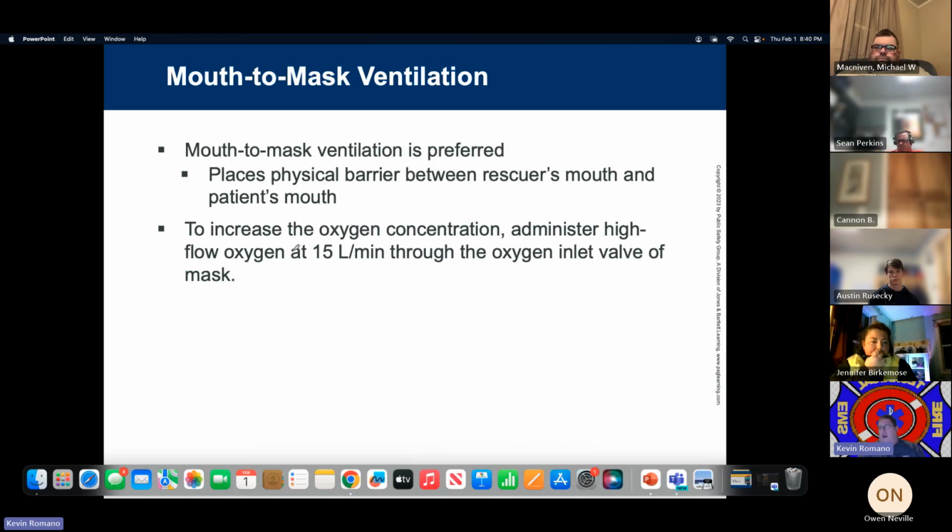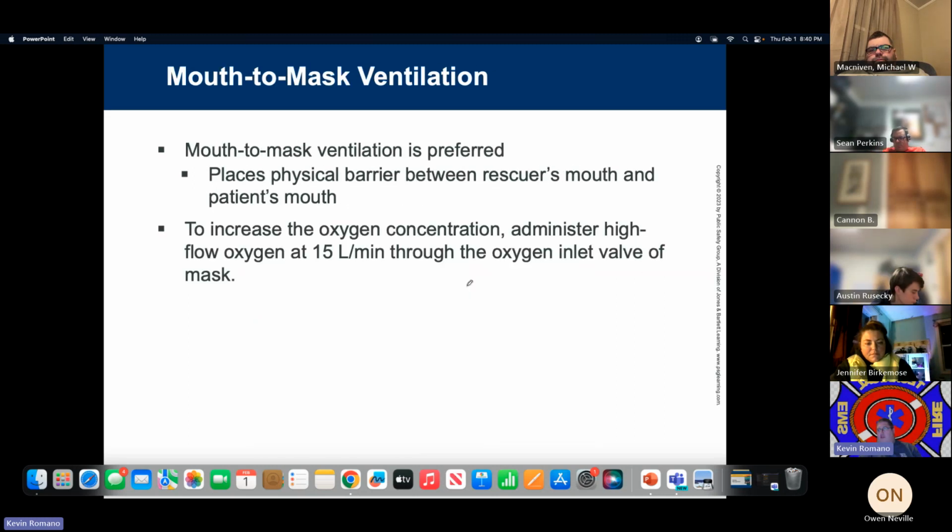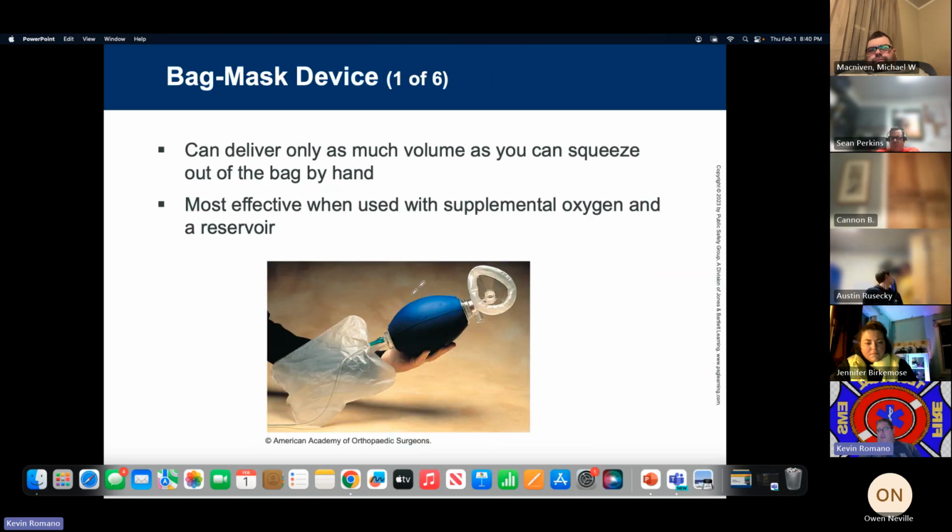To increase oxygen concentration, administer high-flow oxygen at 50 liters per minute through the oxygen inlet valve of the mask, if you have a mask available for it. I don't know why they were showing these. These are barrier devices. This is the mouth mask. This is the BVM.